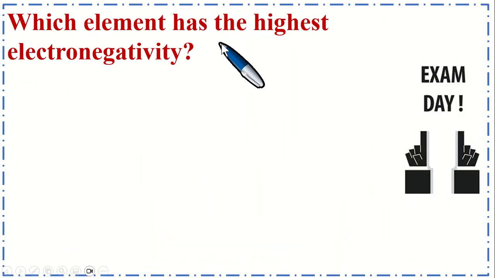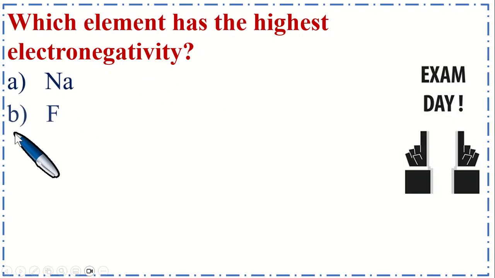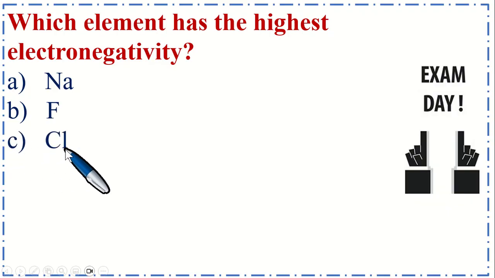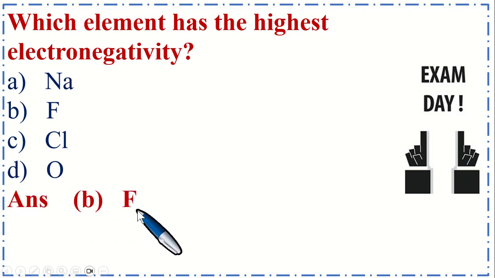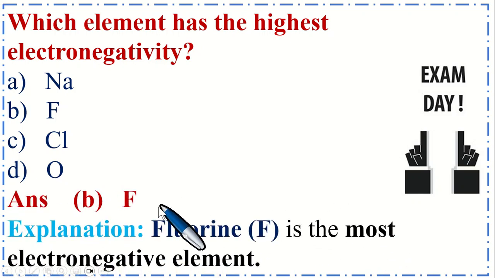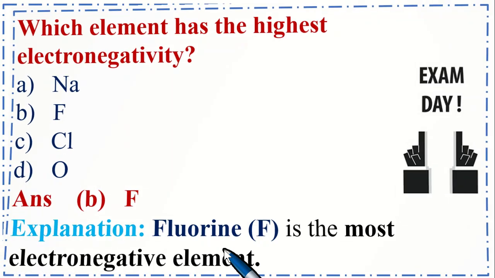Which element has the highest electronegativity? Option A sodium, B fluorine, C chlorine, and option D oxygen. So the correct option is B fluorine. Fluorine is the most electronegative element.